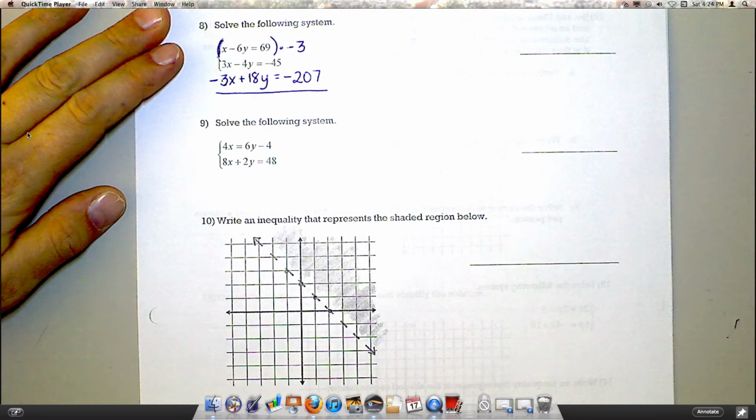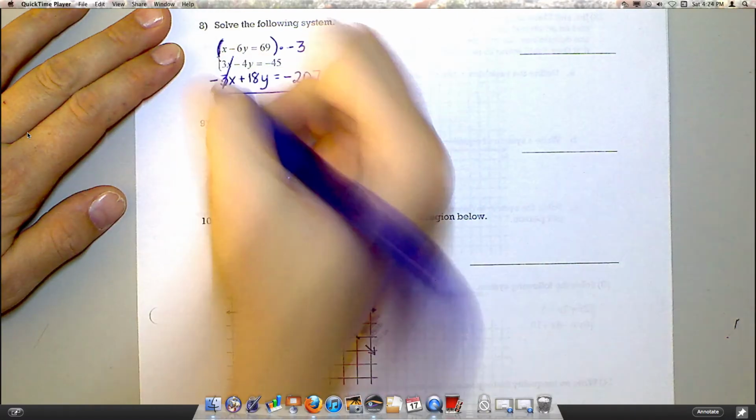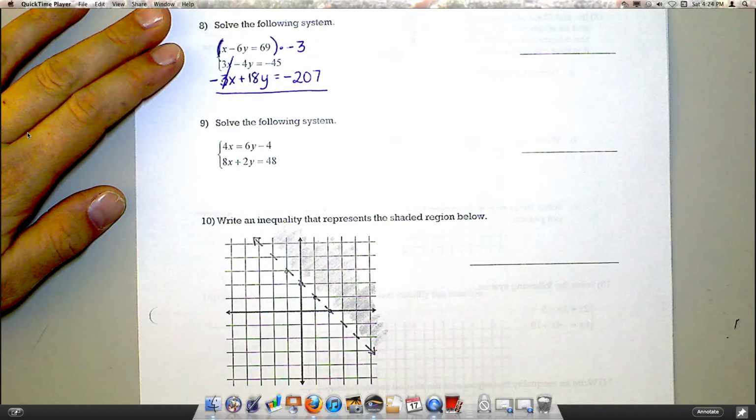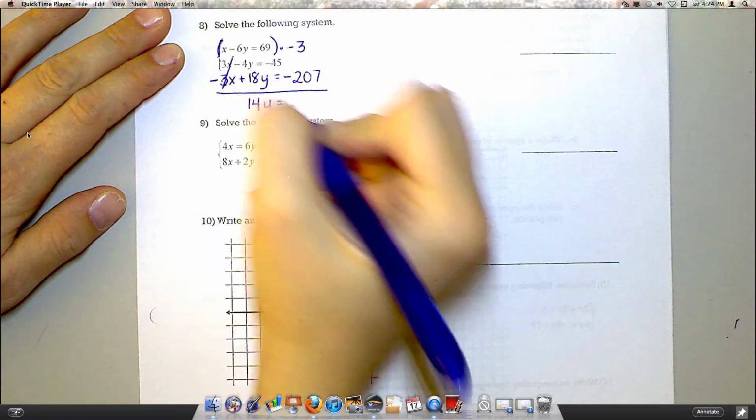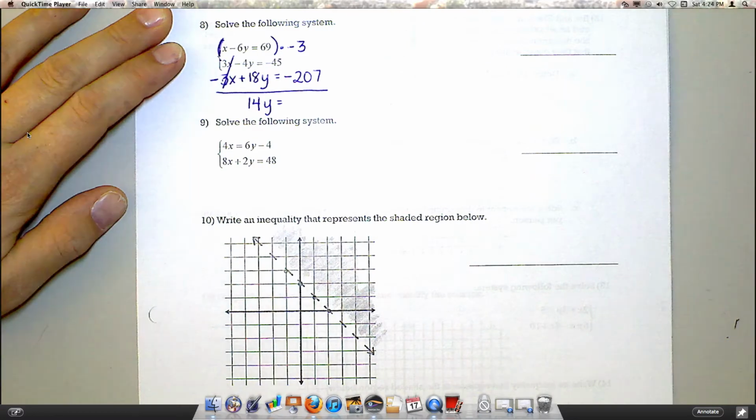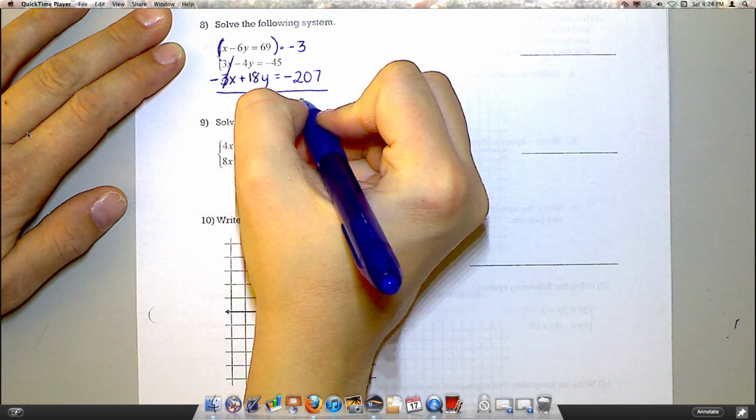Okay, now I'm going to add my two equations together. So 3x and negative 3x are gone. Negative 4y plus 18y leaves me with 14y. And negative 45 plus negative 207 is equal to negative 252.